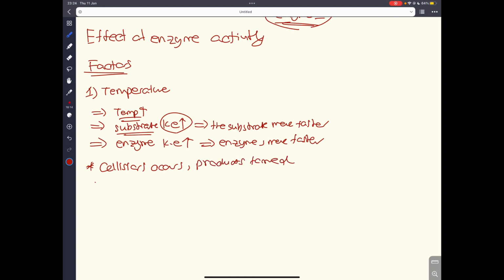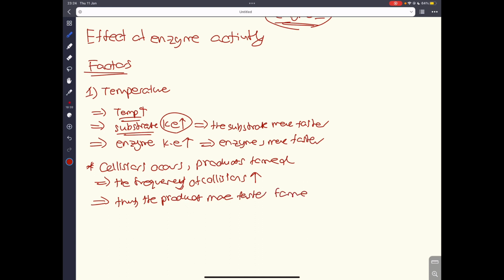So when temperature is increased, the frequency, or the number of collisions that occur per second, also increases, and therefore the product is formed more readily, or faster. Okay, that's the first effect of temperature.